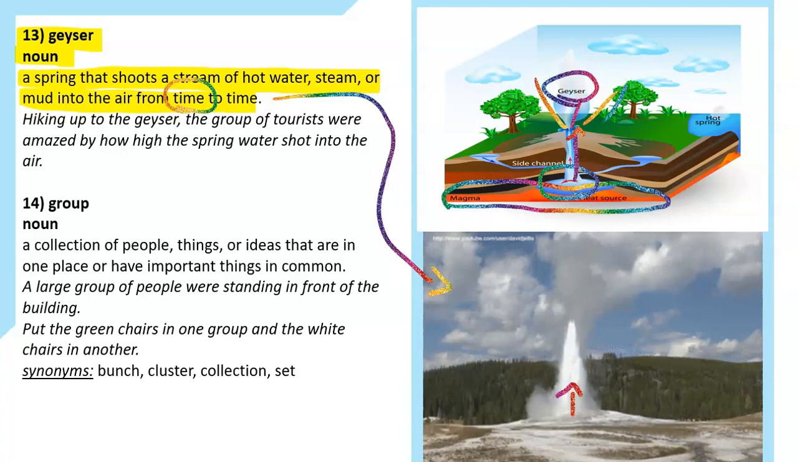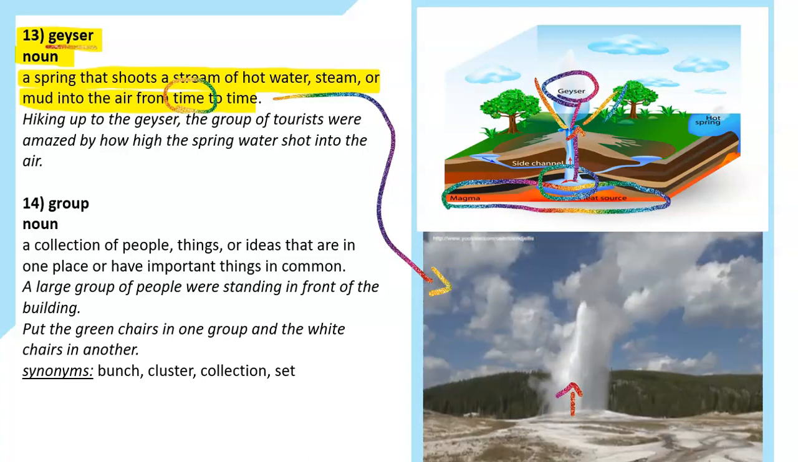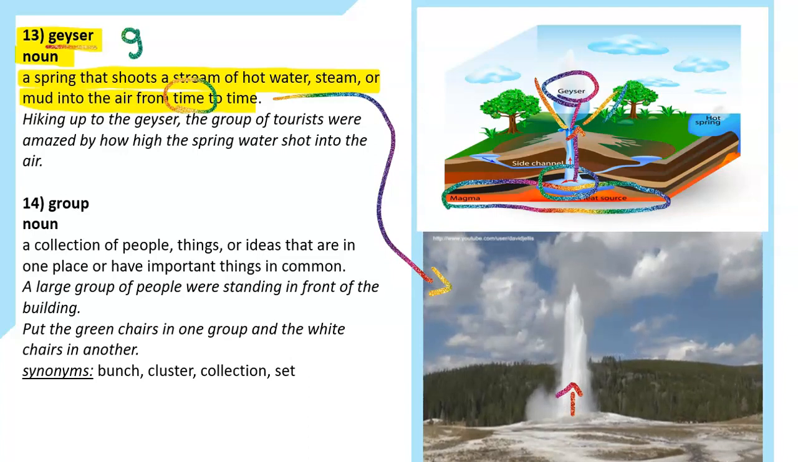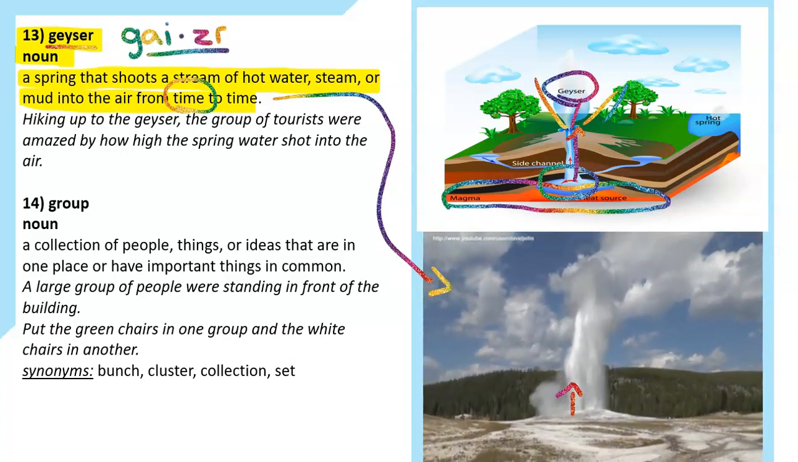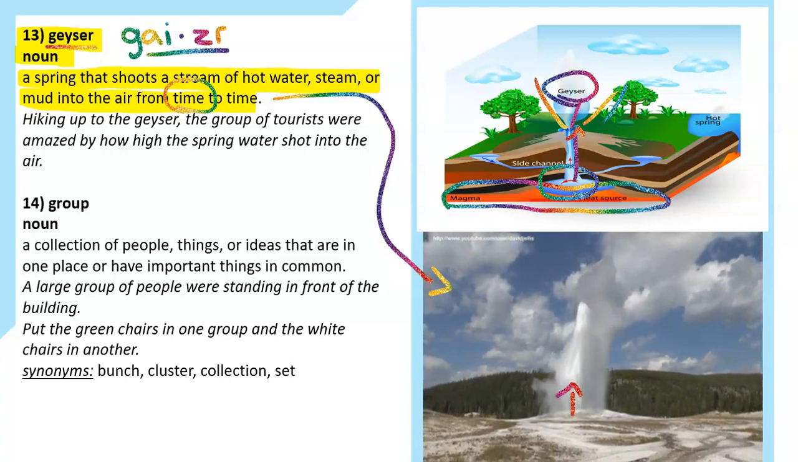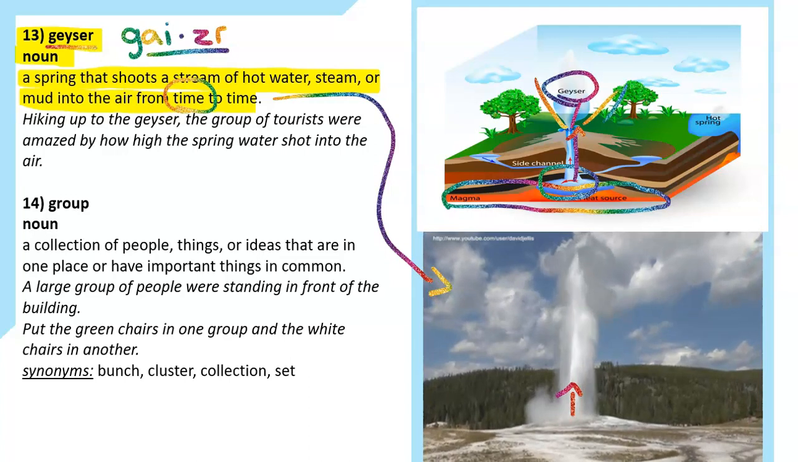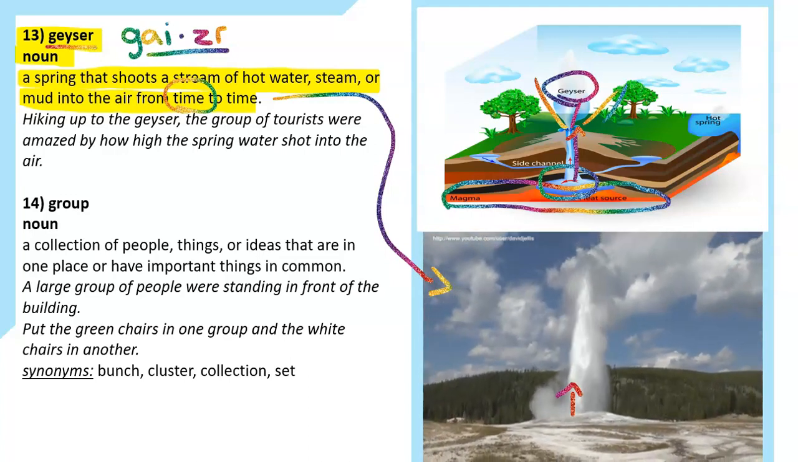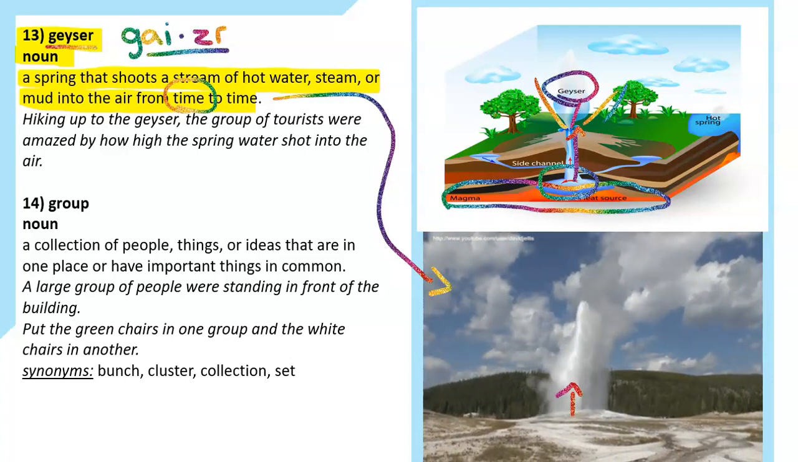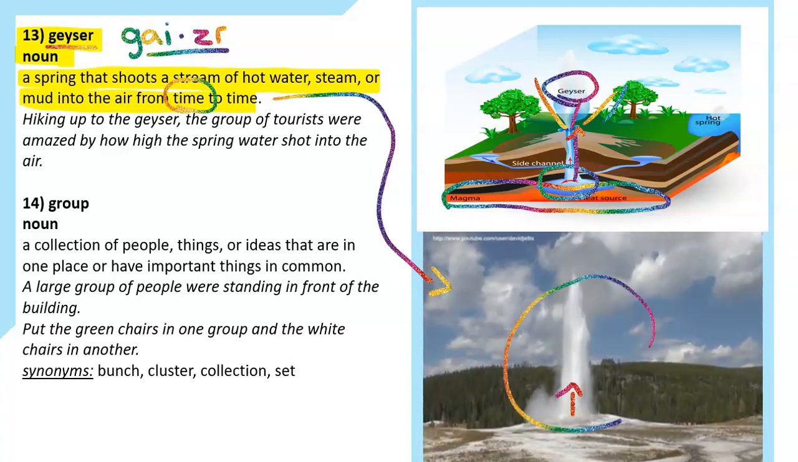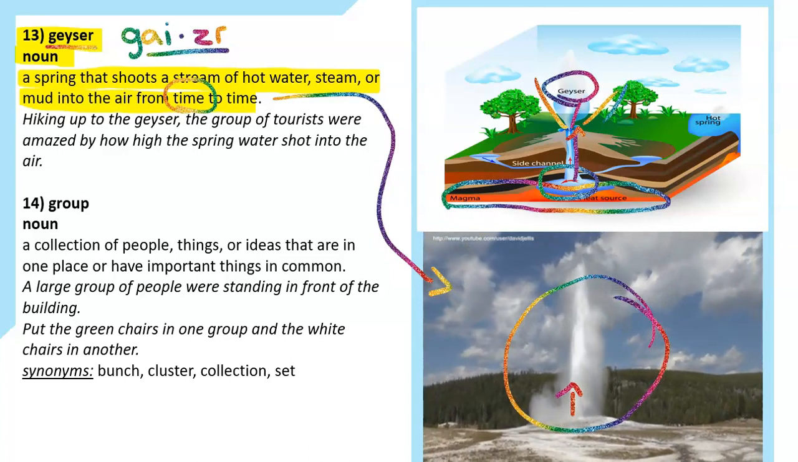Although geyser is written with a G-E at the beginning, we pronounce it like this: guy and then zer. Geyser. So when you're making your sentence, this might be a little bit difficult because you probably haven't seen many geysers in your life. But you can make a simple sentence like this. The geyser shot out from the ground very quickly.